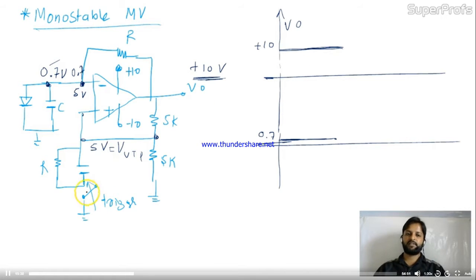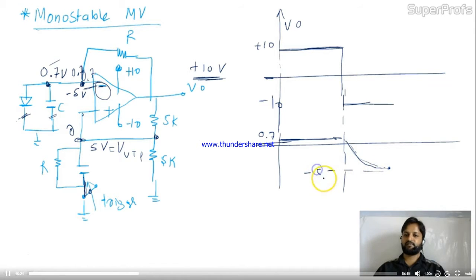Okay friends. But once we trigger the circuit, this entire node will become 0. Because of this 0, the minus terminal or inverting terminal will be at a higher potential, 0.7, and because of this 0.7, your V saturation will change to minus V saturation, or minus 10. Once your output becomes minus 10, here it will be minus 5 volt. Now this diode will be in reverse bias. Now your capacitor will start to charge. Up to what point? Up to minus 5. Up to minus 5 it will charge itself.